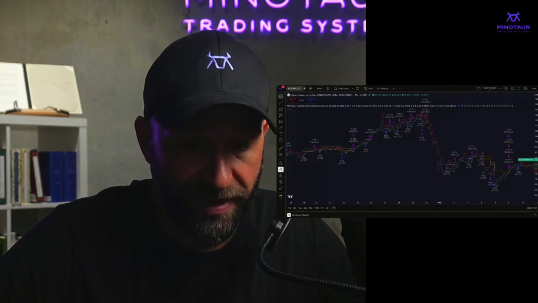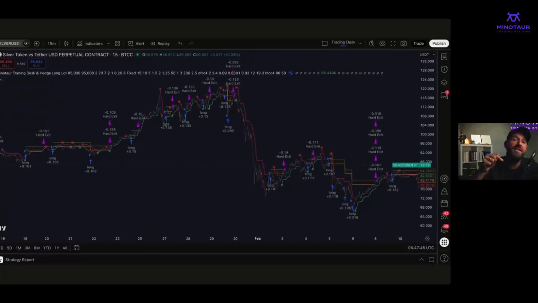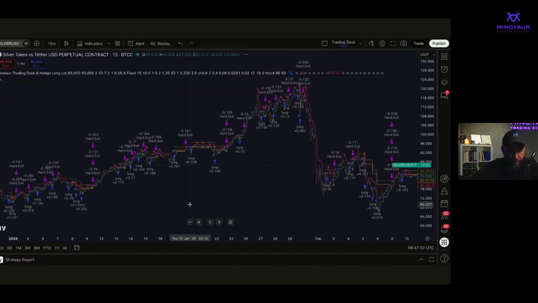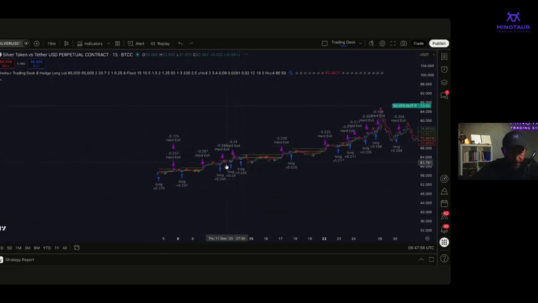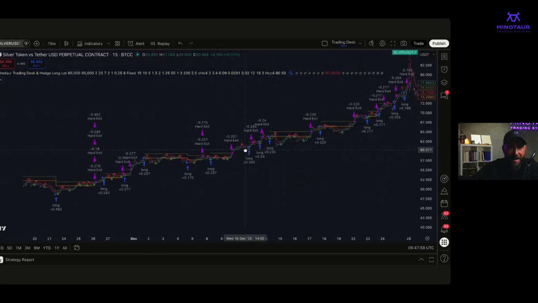Let's just dive in, because what I've done is I actually put my algorithm onto the silver trade so we can see exactly how it performed when it was trading this asset. So let's bring it back down. Let's go back. And let's see what the story looks like as the asset was trading.